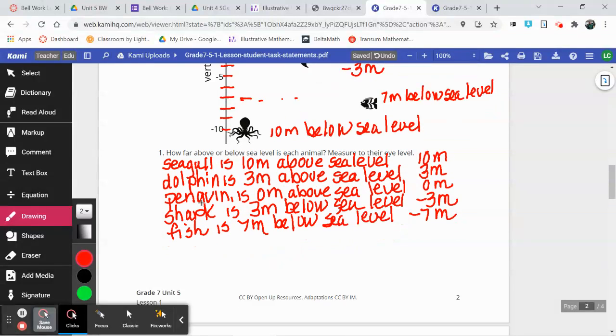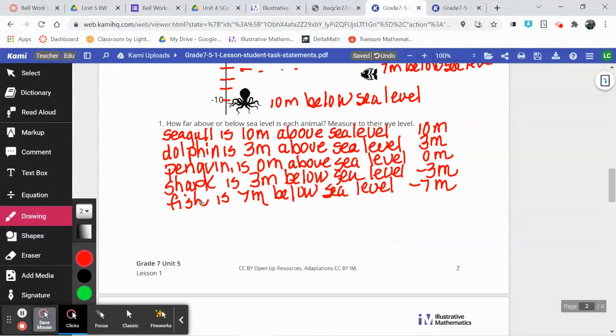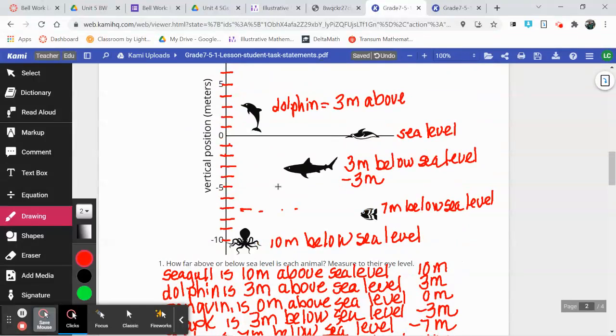All right, so we're going to do that. The octopus is 10 meters below sea level. And sea level is always 0. So another way to write below sea level, 10 meters below, is -10 meters. All right, so we're still going to be using this to answer some questions.